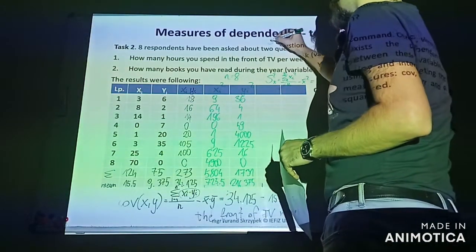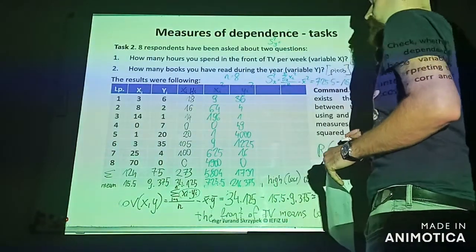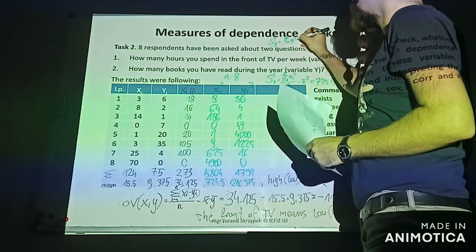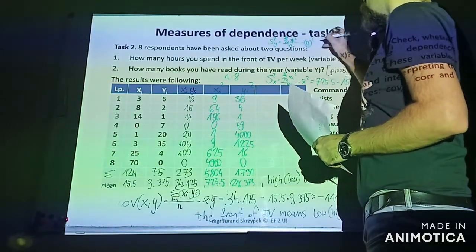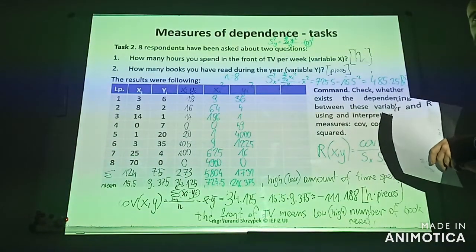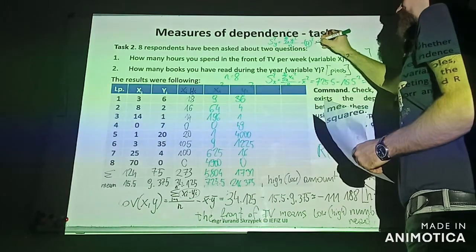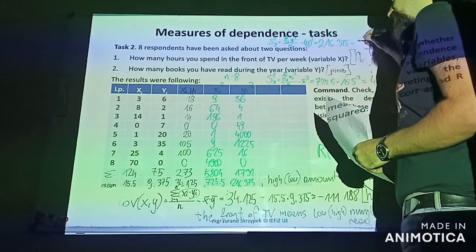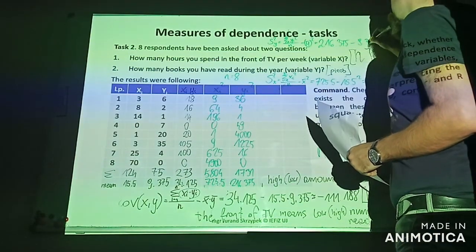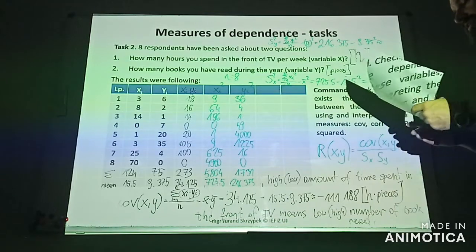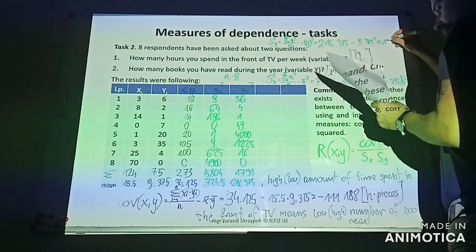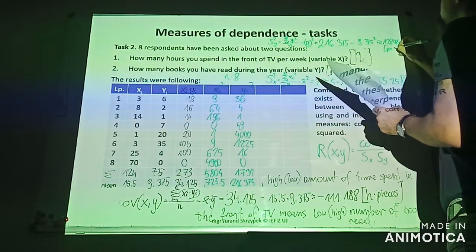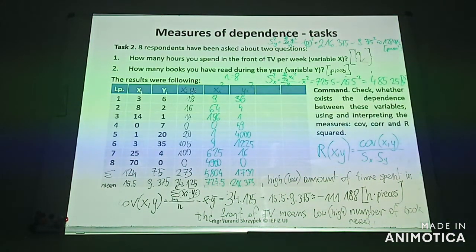We can also compute the variance of books read. This is the sum from i equal 1 up to 8 of yi squared divided by n minus the mean value of y squared. The partial results are following: 216.375 minus 9.375 squared, and the result is around 128.484 pieces squared. Okay.